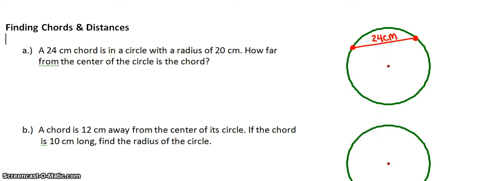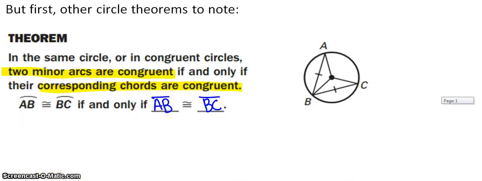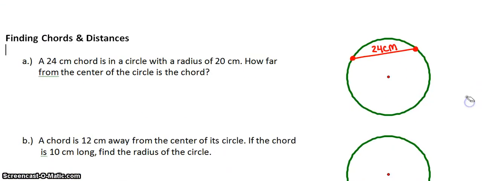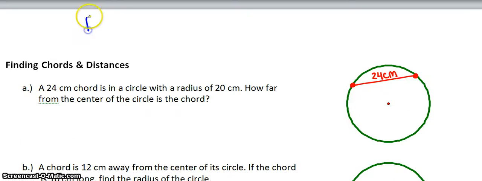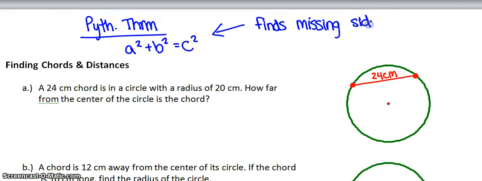Now if you read our objective for today, the way we're going to do this is we are going to find distances using the Pythagorean Theorem. Let's just recap what the Pythagorean Theorem is. It is a squared plus b squared equals c squared. And what this formula does is it finds missing sides of right triangles. Make sure you write this down: only right triangles.